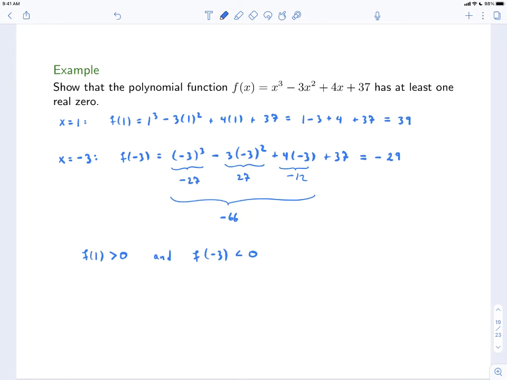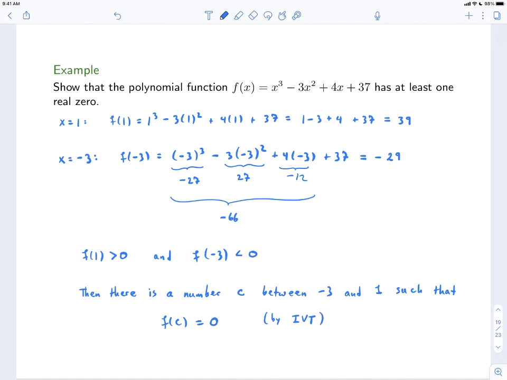Let's write that down. Then there is a number c between negative 3 and 1 such that f of c is equal to 0, by the intermediate value theorem. Let's just abbreviate it, IVT, the intermediate value theorem.